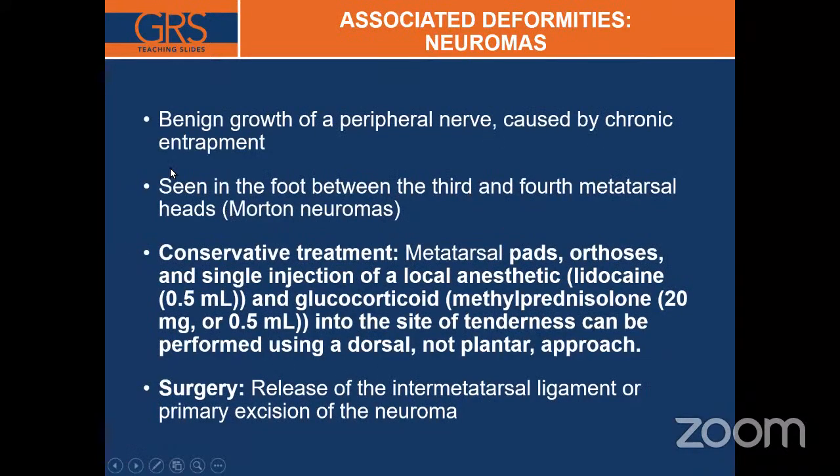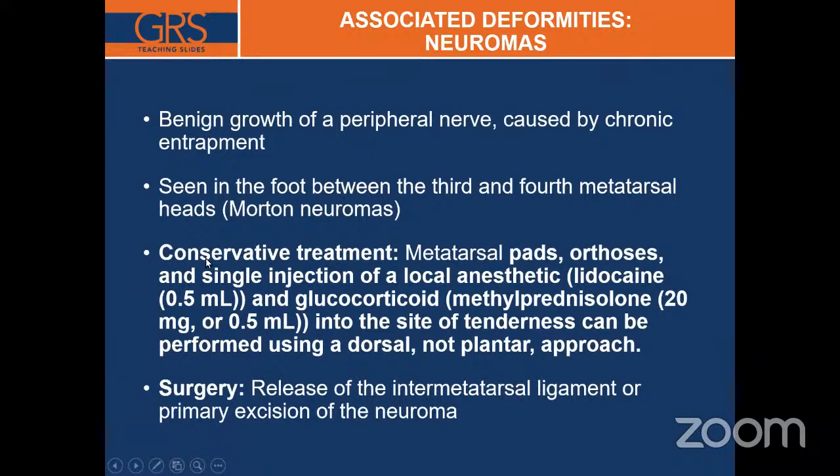Now, this is neuroma, and this is probably very common in females who love to wear very tight shoes and walk barefoot on solid ground. So neuroma is actually not a typical neuroma, but a degenerative disease, a neurological degeneration of the interphalangeal nerves. It is a benign growth of the peripheral nerve caused by chronic entrapment, seen in the foot between the third and fourth metatarsal heads. Another name for it is Morton neuroma.